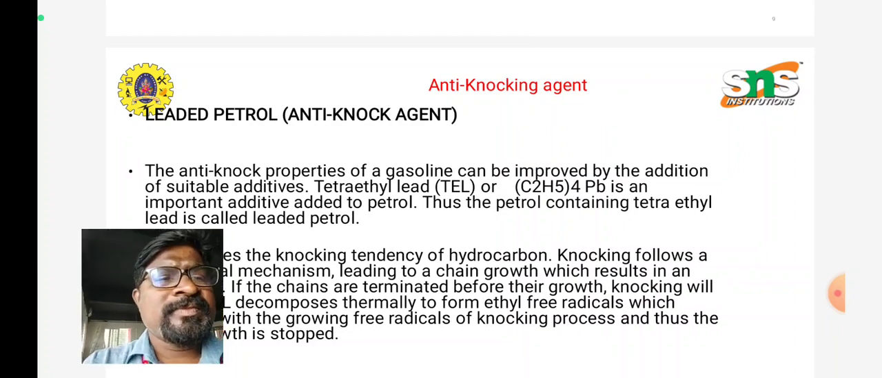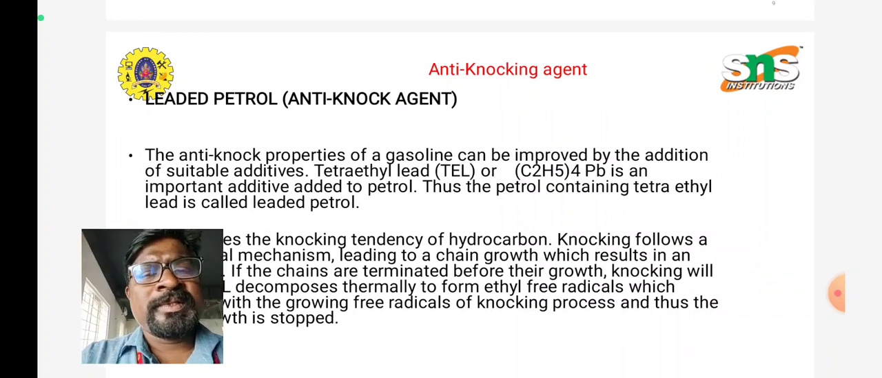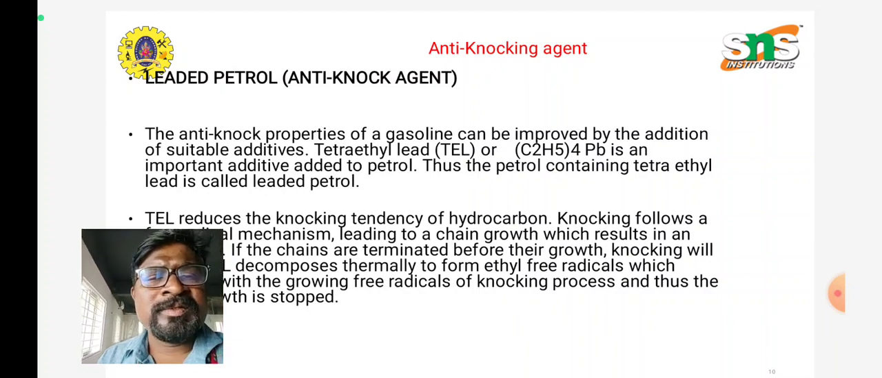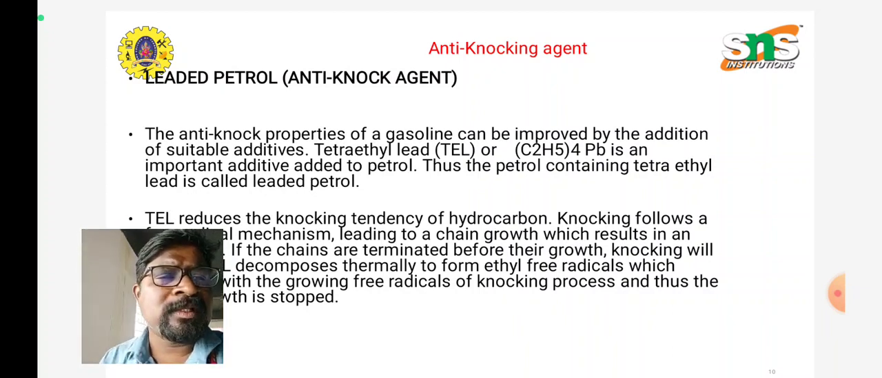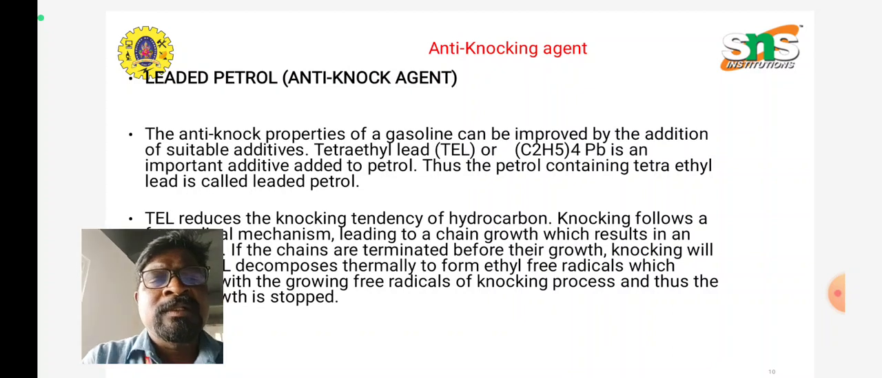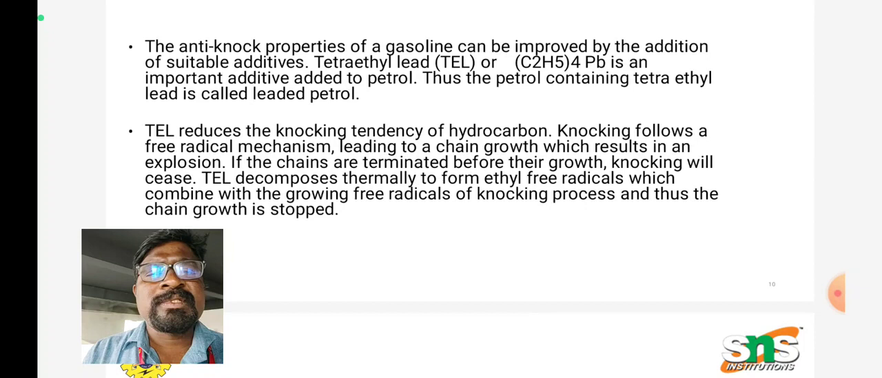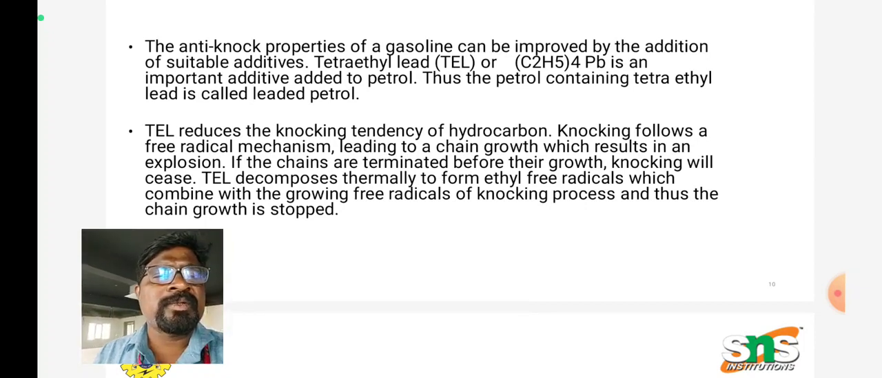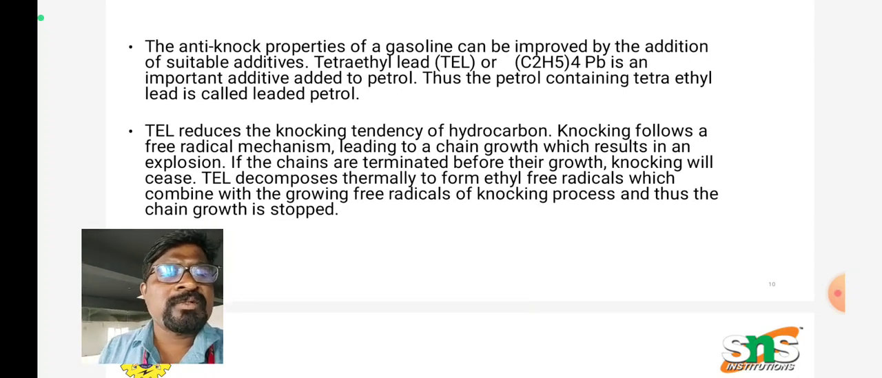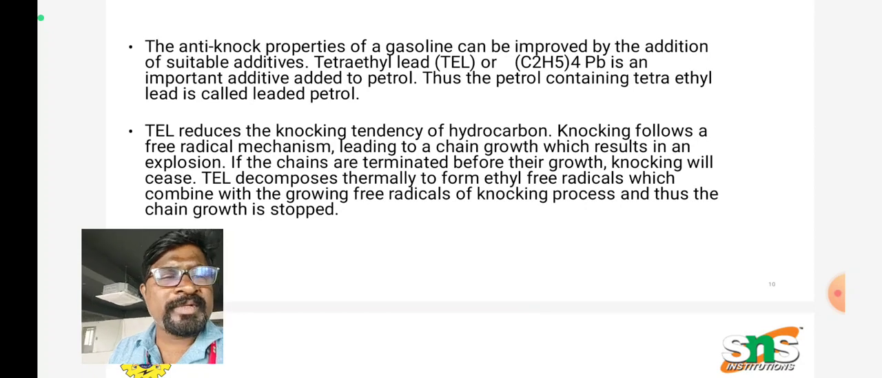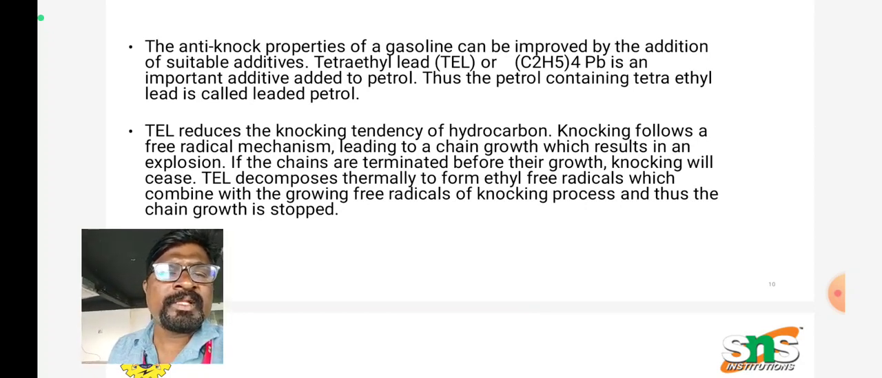The anti-knock properties of gasoline can be improved by addition of suitable additives. That is, tetraethyl lead is an important additive added to petrol. Thus, the petrol containing tetraethyl lead is called leaded petrol. TEL reduces the knocking tendency of hydrocarbon. Knocking follows a free radical mechanism leading to a chain growth, which results in an explosion. If the chains are terminated before the growth, knocking will cease. TEL decomposes thermally to form ethyl free radicals, which combine with the growing free radicals of the knocking process, and thus chain growth is stopped.